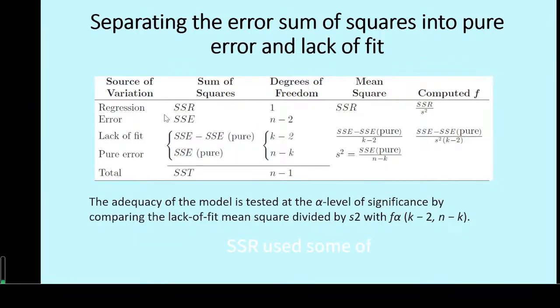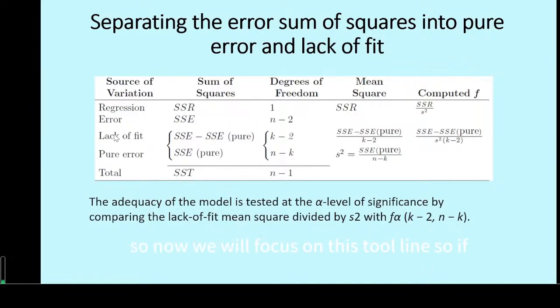SSR is the variation due to the model, due to regression. This is the term of the value on the fitted line and the difference between this and the mean value of y. This term has 1 degree of freedom. Another is SSE. We have said that SSE is the difference between the observations and the fitted value. So SSE and SSR combined is SST.